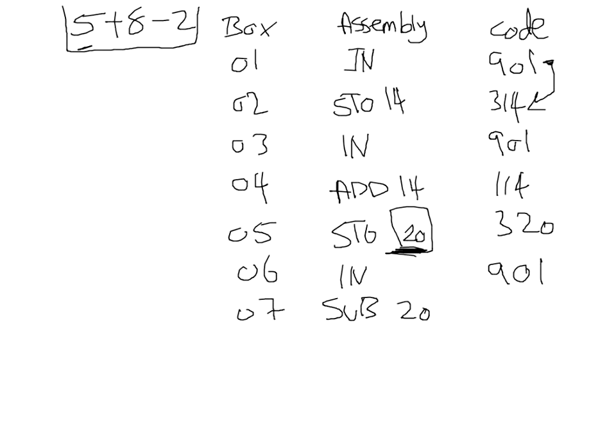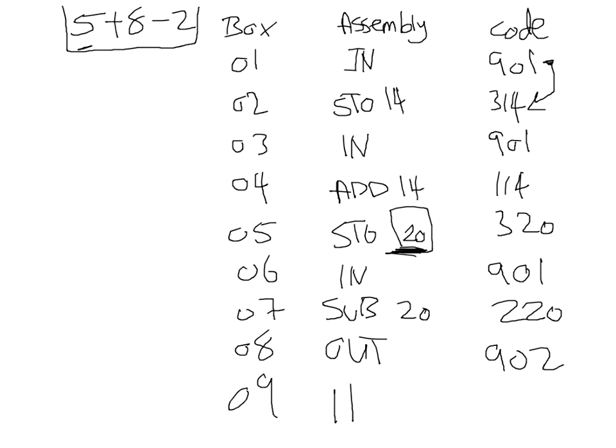So we have 220. We have 220, that's right. Okay. Then what do we do after that? Number 8, what do you do after that? Output, yeah. You need to have an output. What is the code for that? 902. What do you do next? What do we do next? Halt. Well done. Actually, you're very good. Okay. Halt. HLT. The code for it is 000. Simple?